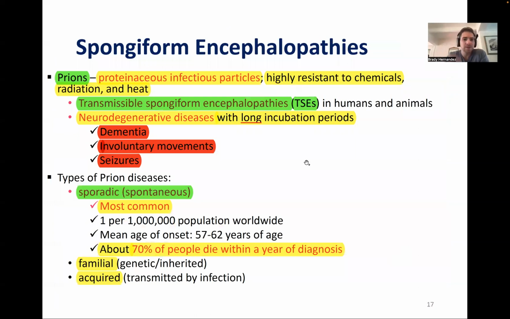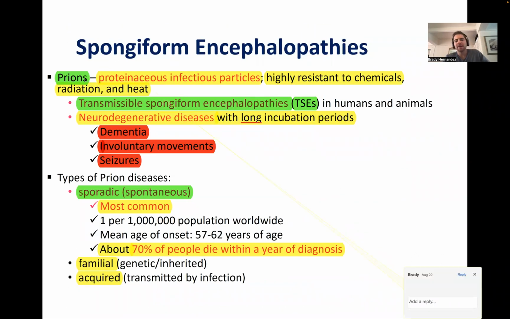Okay, then you go to some of the other ones, prions. Remember, those are just proteins that form. They're not exactly living or a creature. Well, you know what I mean. They're not like bacteria or viruses. They're very different, and they're these coagulated proteins that come together. But they're really hard to kill, right? So it can lead to dementia, involuntary movements, or seizures.